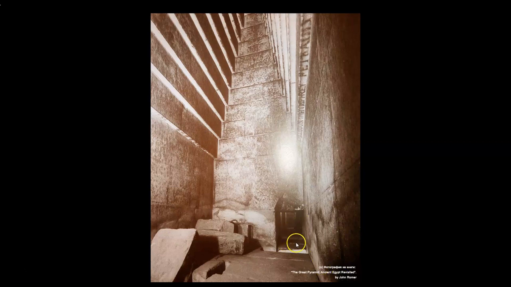So the next thing to note in these pictures are the large holes that I mentioned previously. You'll see that large hole here directly below the connecting shaft and this large hole here in the center of the chamber. And again, I believe, according to my theory, that these were the fill shafts utilized to raise the water level inside of these chambers.